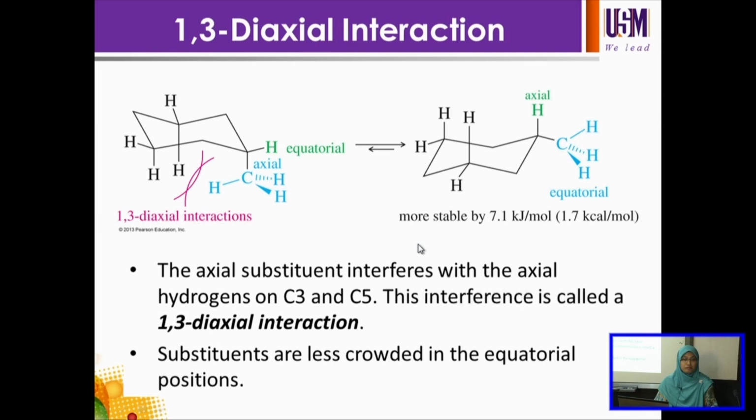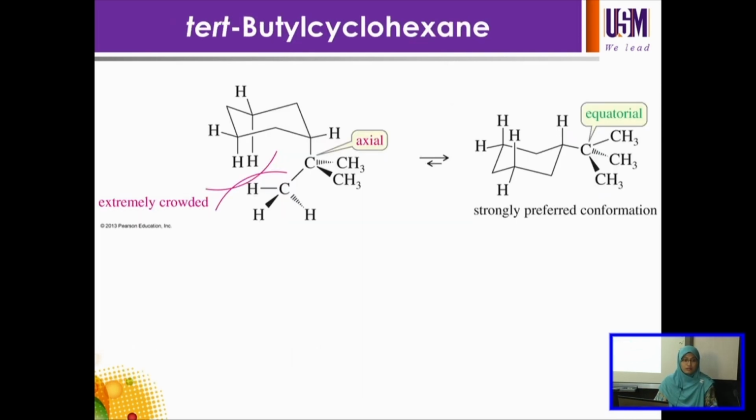When the ring flips, the axial methyl will become an equatorial methyl. Now the substituent is less crowded in the equatorial position, and it has more room compared to this conformation. This is why the equatorial position is much more stable than the axial position.